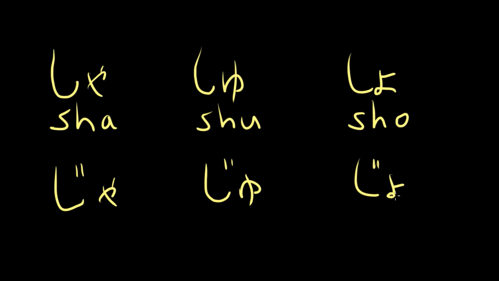Ja, ju, jo. Can you think of an example of ju, a common word that we use in English? If you're into martial arts, you'll probably have heard of judo. Judo. It starts with this J, small U sound. Ju. Ja, ju, jo. Okay.